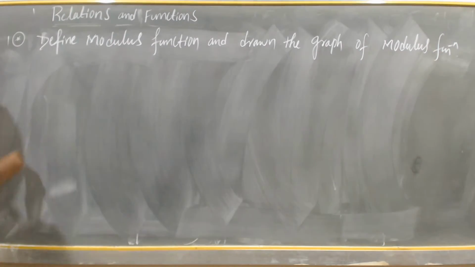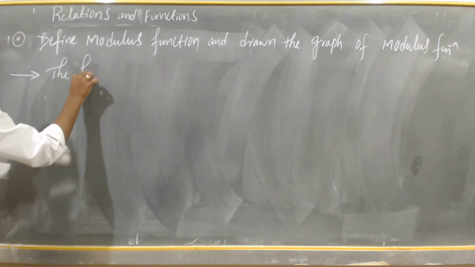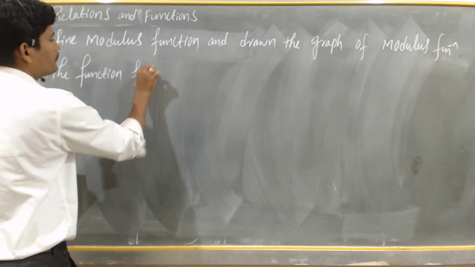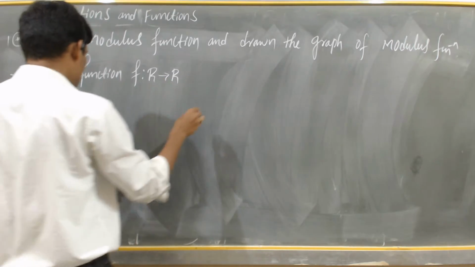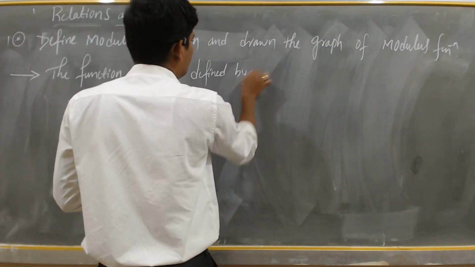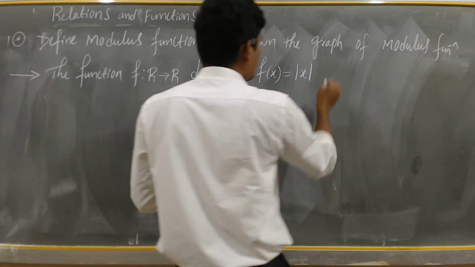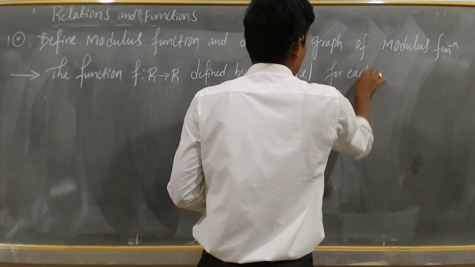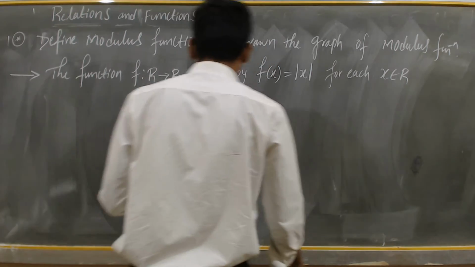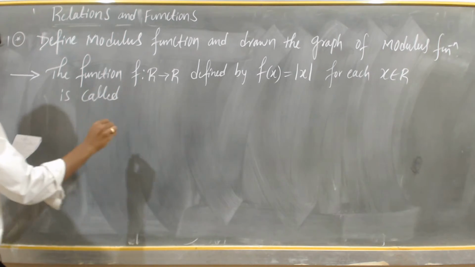Okay. Now solution. The function f from R tends to R defined by f of x equal to modulus x for each x belongs to capital R, R is a real number, is called modulus function.